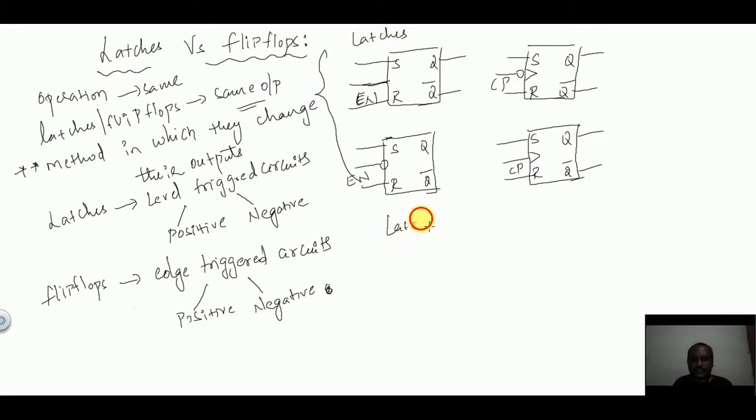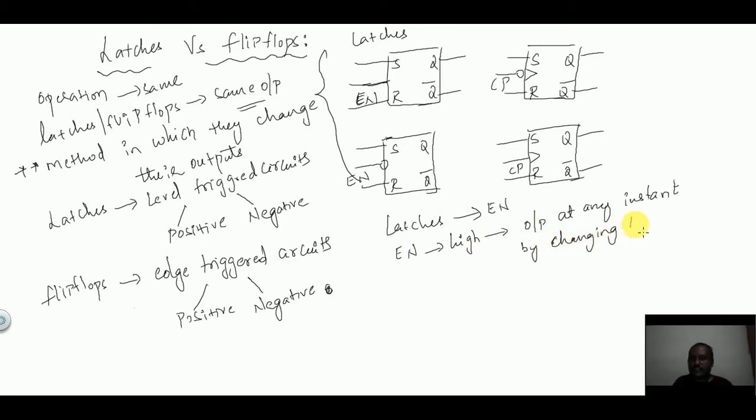So in latches you have an enable input. If you make the enable input high, then you can change the output at any instant. If you make the enable input high, you are free to make changes in the output at any instant by changing the inputs. The only condition in latches is making the enable input high.